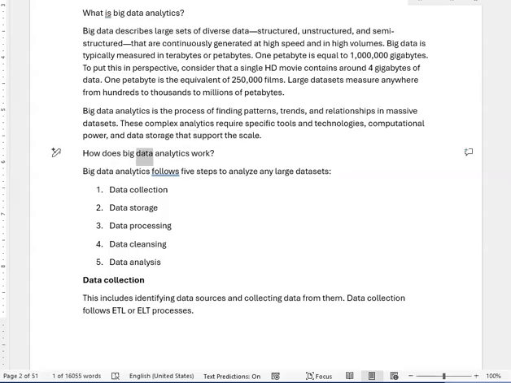How does big data analytics work? Big data analytics follows 5 steps to analyze any large datasets: data collection, data storage, data processing, data cleansing, and data analysis. Data collection includes identifying data sources and collecting data from them. Data collection follows ETL or ELT processes.